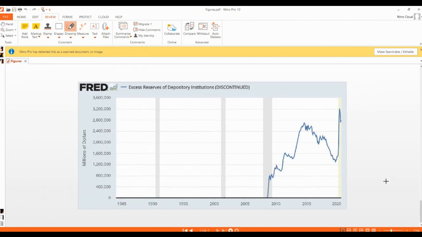Here are the excess reserves. Remember, now they're not costly to hold because the Fed is paying interest on them. And again, it looks like they were trying to exit from whatever they were doing in 2008, but then along came 2020, and we're stuck again.